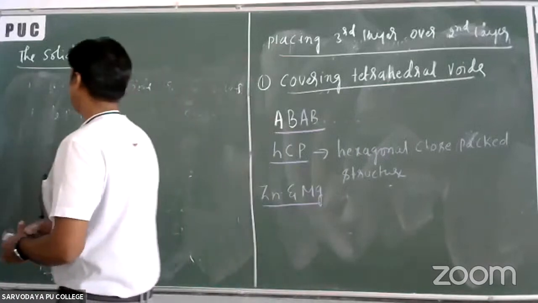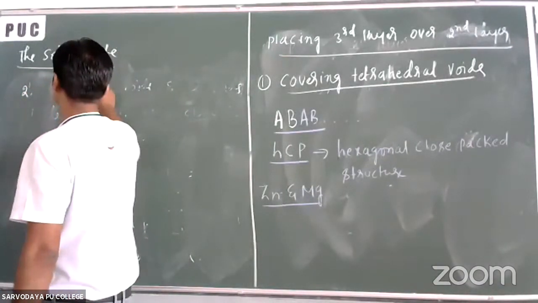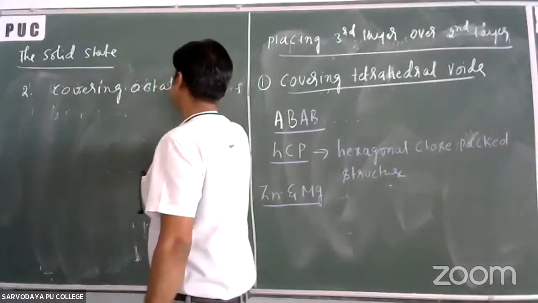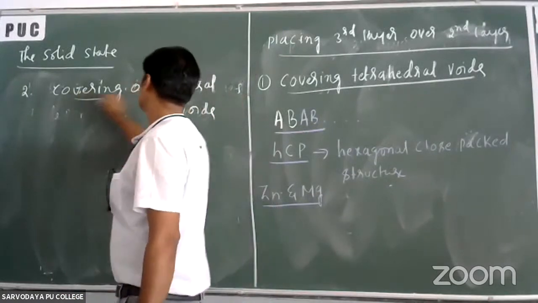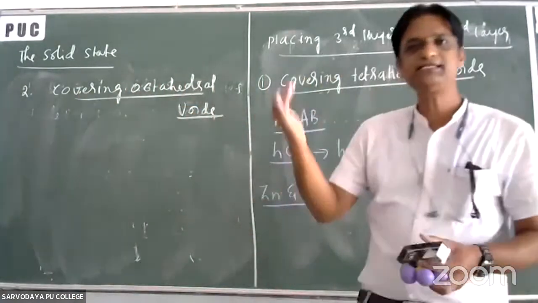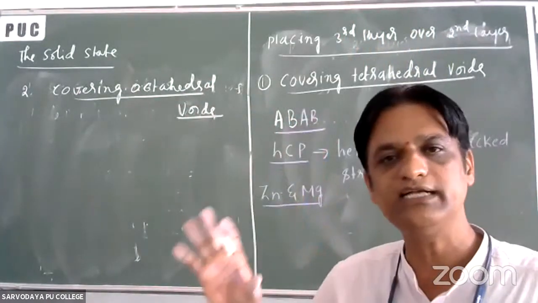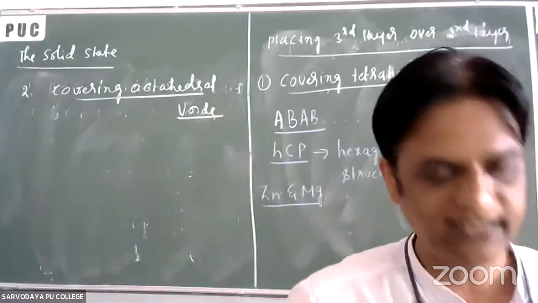So the second type is covering octahedral voids. We can place the third layer over the second layer in such a way that octahedral voids will be covered. So how can we show that?